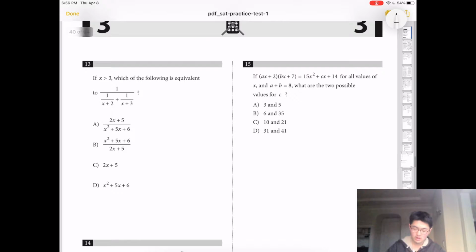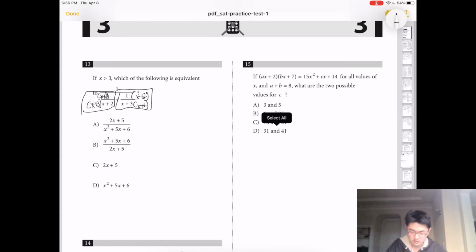Alright, next one. If x is greater than 3, which of the following is equivalent to 1 over x plus 2 plus 1 over x plus 3? Okay, for this one, multiply x plus 3 to both the numerator and the denominator for this guy, and multiply x plus 2 for both the numerator and the denominator for this guy. We do this because we want the common denominator, and if we do the same for both the numerator and the denominator, then there isn't really a difference.